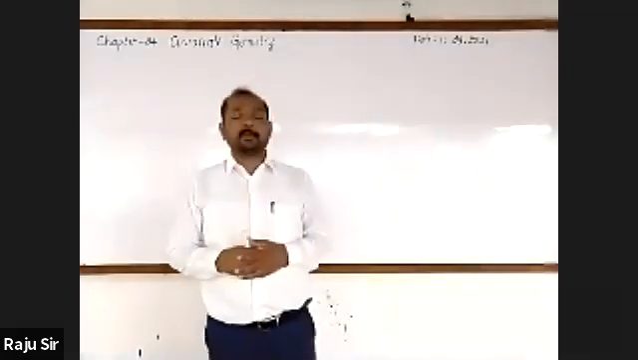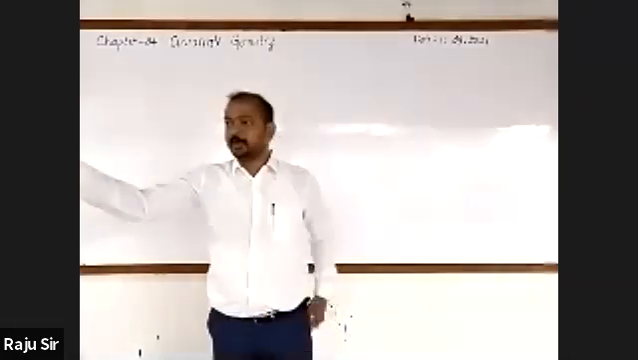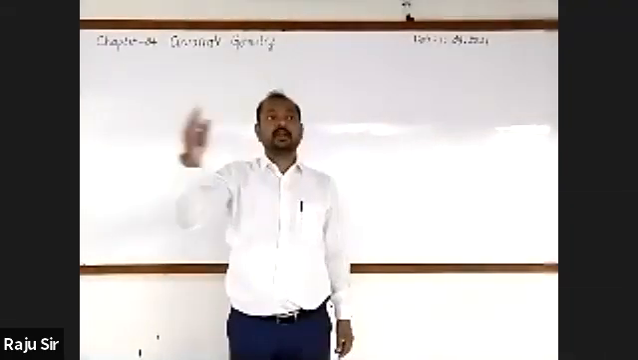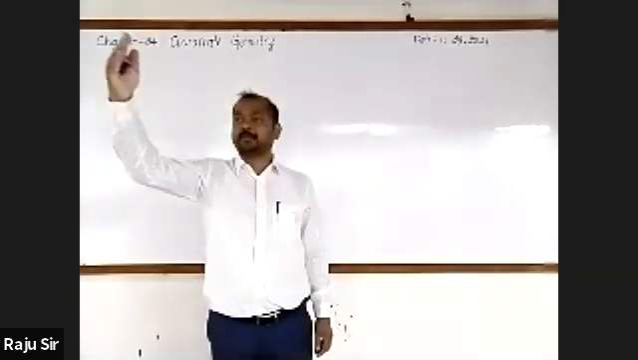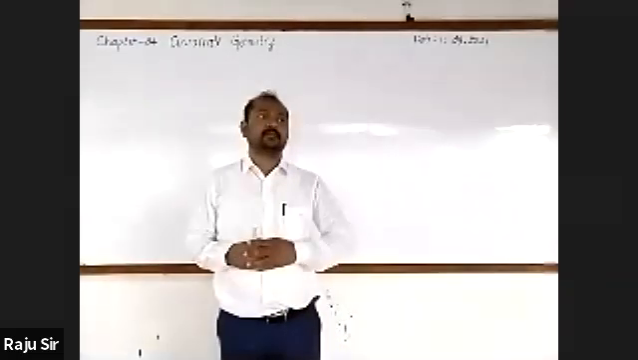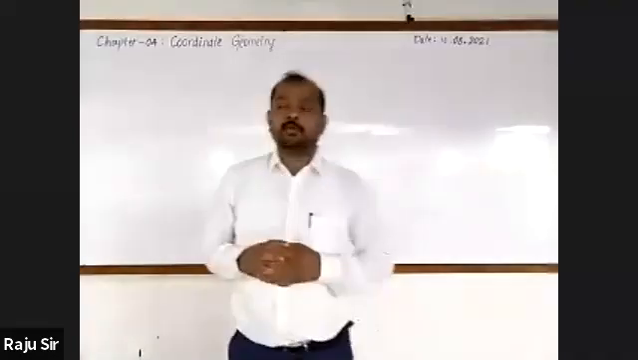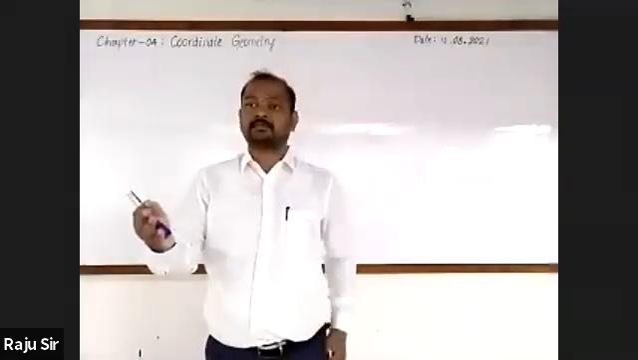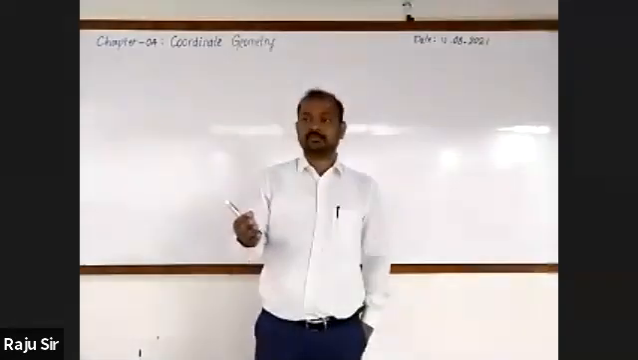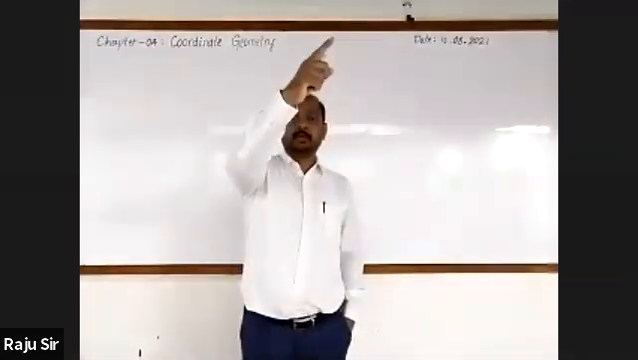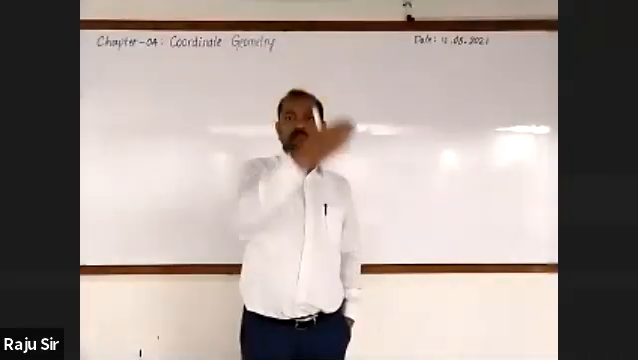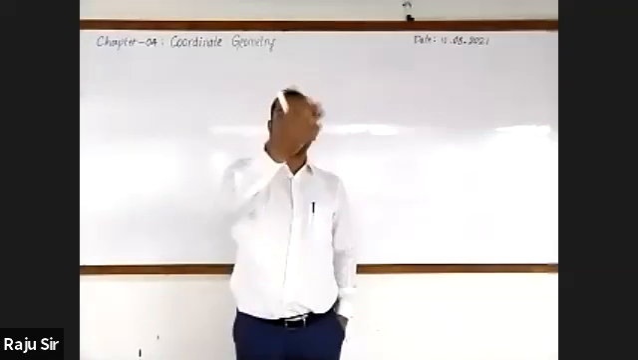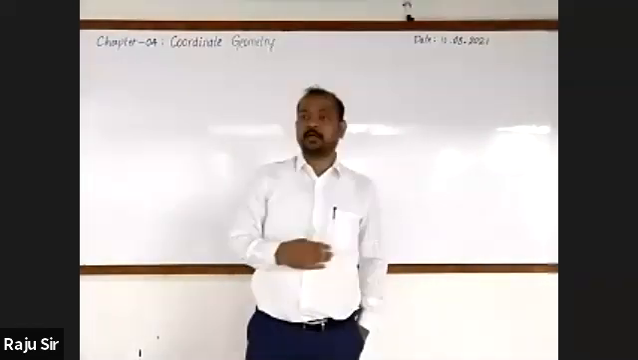Abscissa is the perpendicular distance from the given point to the y-axis, right? Whereas ordinate is the perpendicular distance from the given point to the x-axis. Then what is the mirror image of (2, 3) with respect to the x-axis? (2, 3) becomes (2, minus 3). Yes, (2, minus 3). Its mirror image will be in the 4th quadrant.